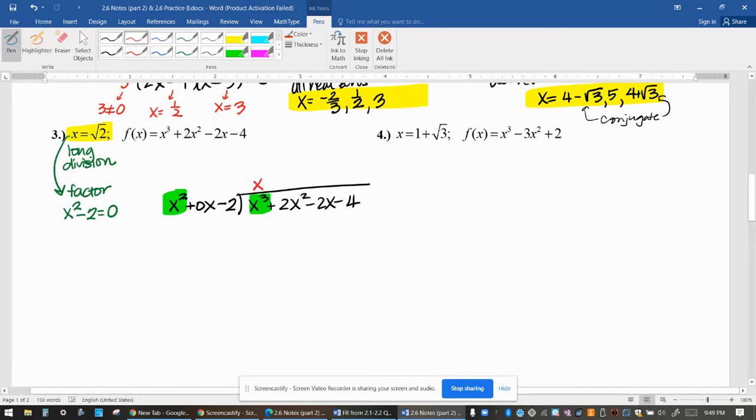X squared times x will give me x cubed. So I distribute that x to all 3 terms of my divisor, and I get x cubed plus 0x squared minus 2x. Then I subtract all of those terms. X cubed minus x cubed is 0. 2x squared minus 0x squared is 2x squared. Negative 2 minus negative 2 is not negative 4. It's 0. And then bring down the next term.